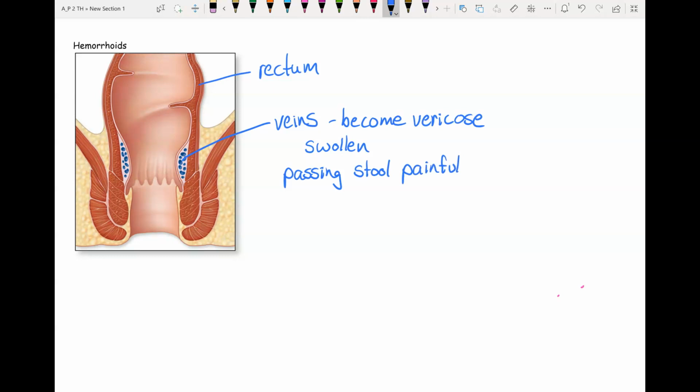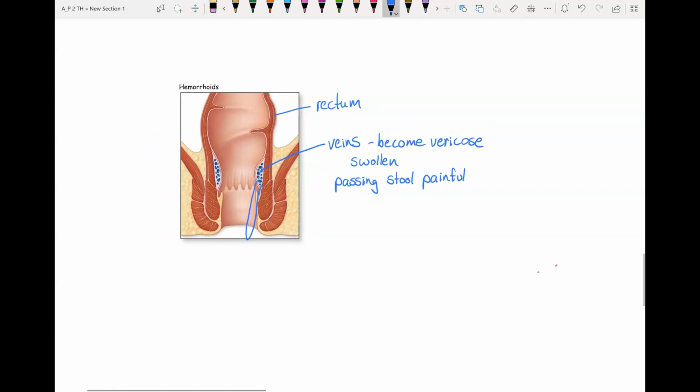So if you get constipation and hemorrhoids together, it's kind of a double whammy. It hurts even more. You've got two different things causing pain. And sometimes also these veins can get so swollen that they actually hang out through the rectum. So best thing there, fiber, water, exercise, avoid getting this problem to begin with.